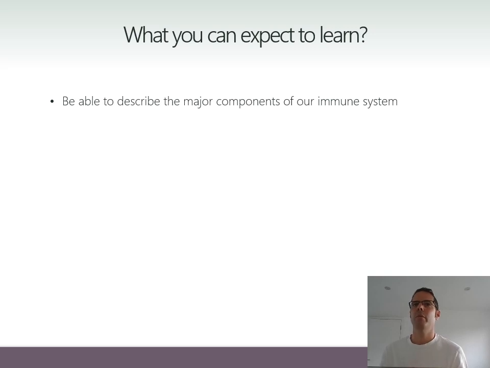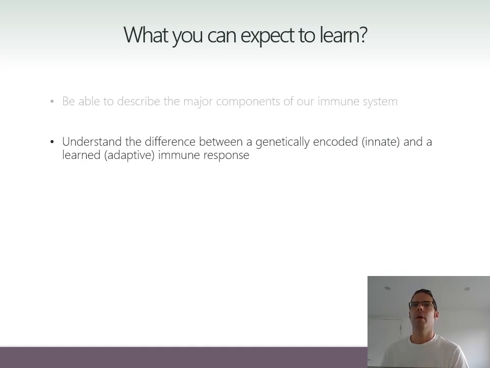So you'll be able to describe the major components of our immune system, both the cells and the proteins that are involved. Understand the difference between the genetically encoded, innate immune system and the learned, adaptive immune response, the one that provides you the memory. So in this case, your innate response is the one that's really going to recognize whether you have coronavirus in your throat at the moment, and the adaptive immune response is the one that will hopefully provide you with a memory, or an immune response against it, for the years to come, so you don't get it again.